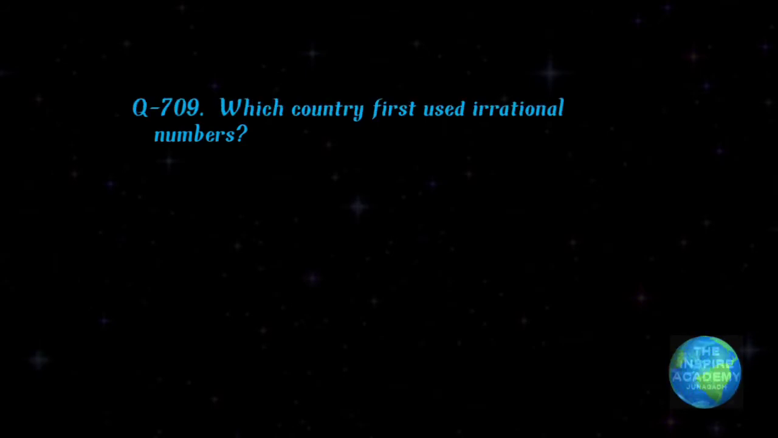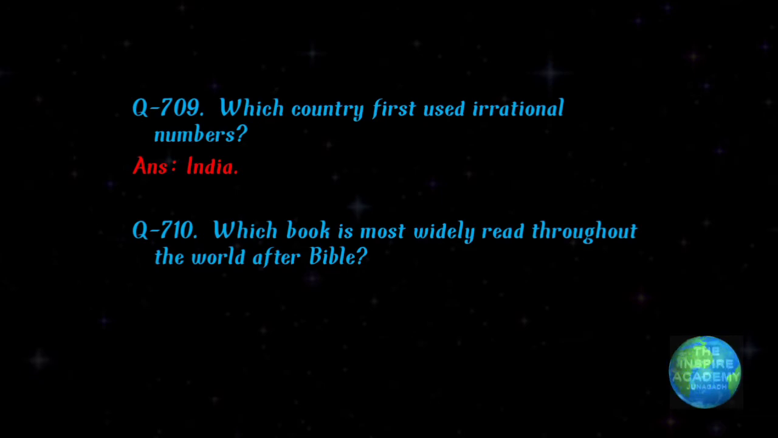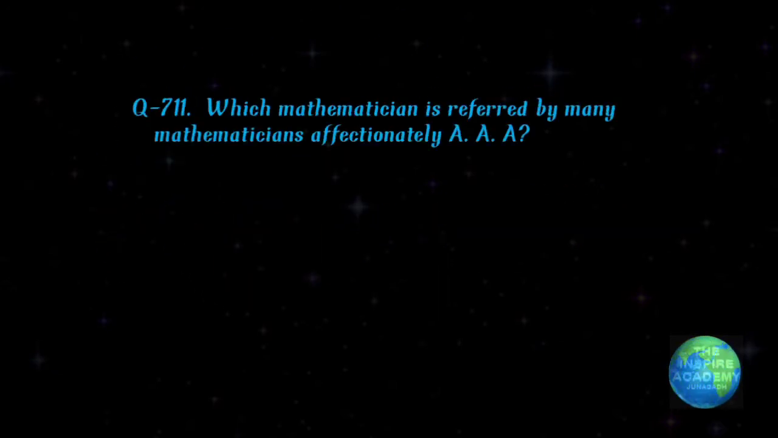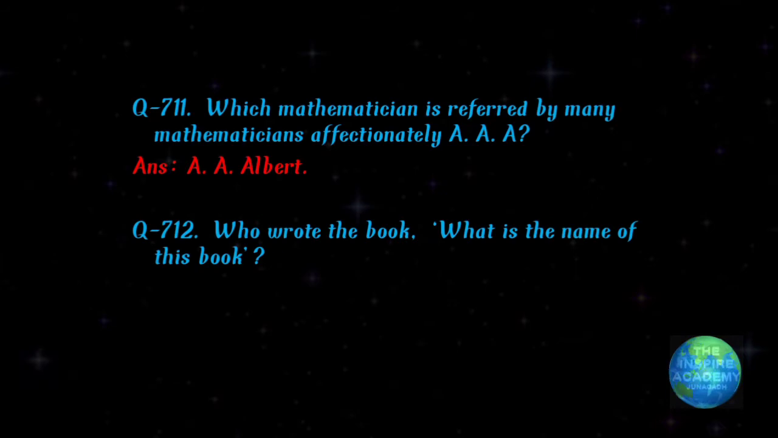Which country first used irrational numbers? India. Which book is most widely read throughout the world after the Bible? Euclid's Elements. Which mathematician is referred to by many mathematicians affectionately as AAA? A. Albert. Who wrote the book? R. Smullyan.